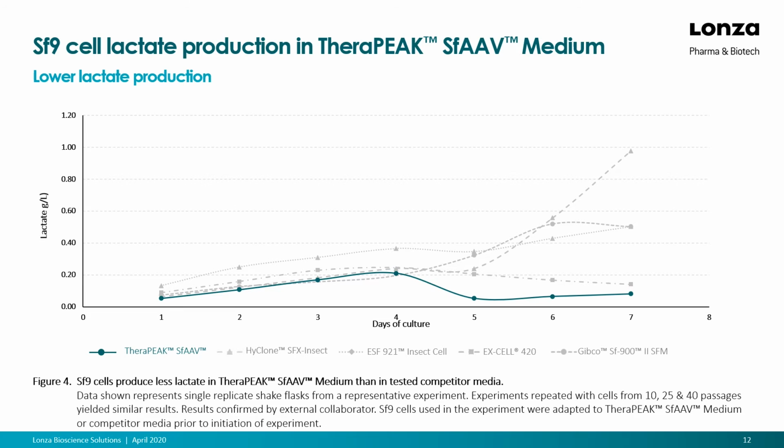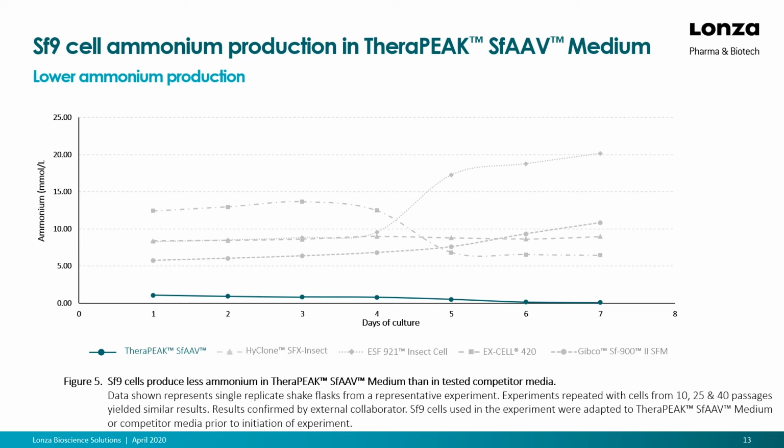Secondly, we looked at the ammonia buildup during SF9 culture. TheraPEAK SfAAV starts with a lower level compared to other media tested, and the cells use the ammonia to produce necessary elements for their growth.